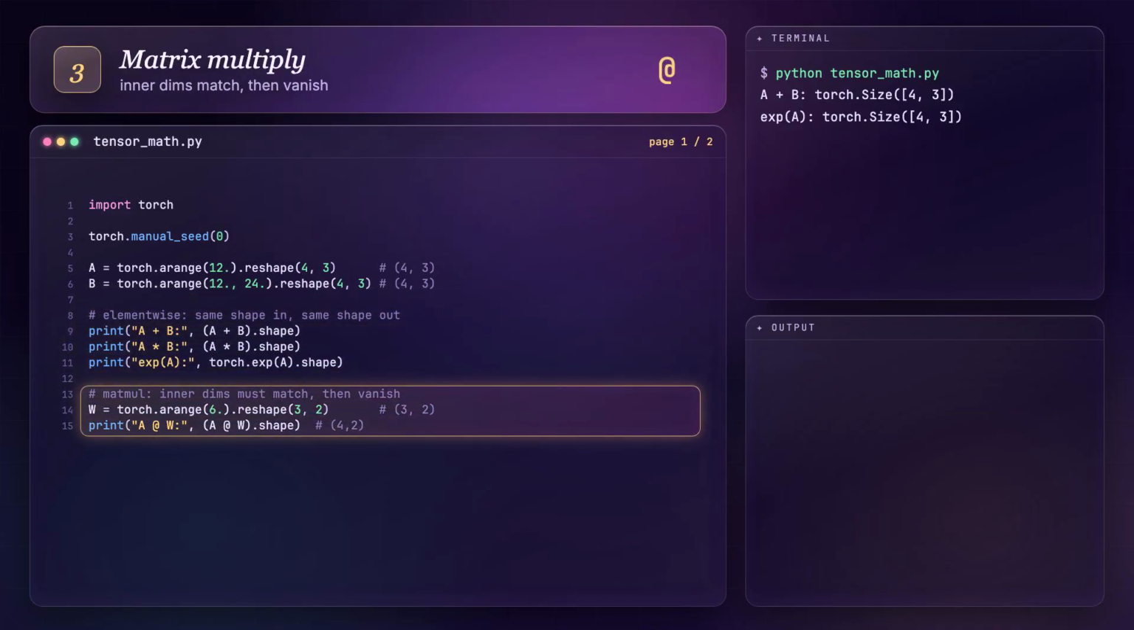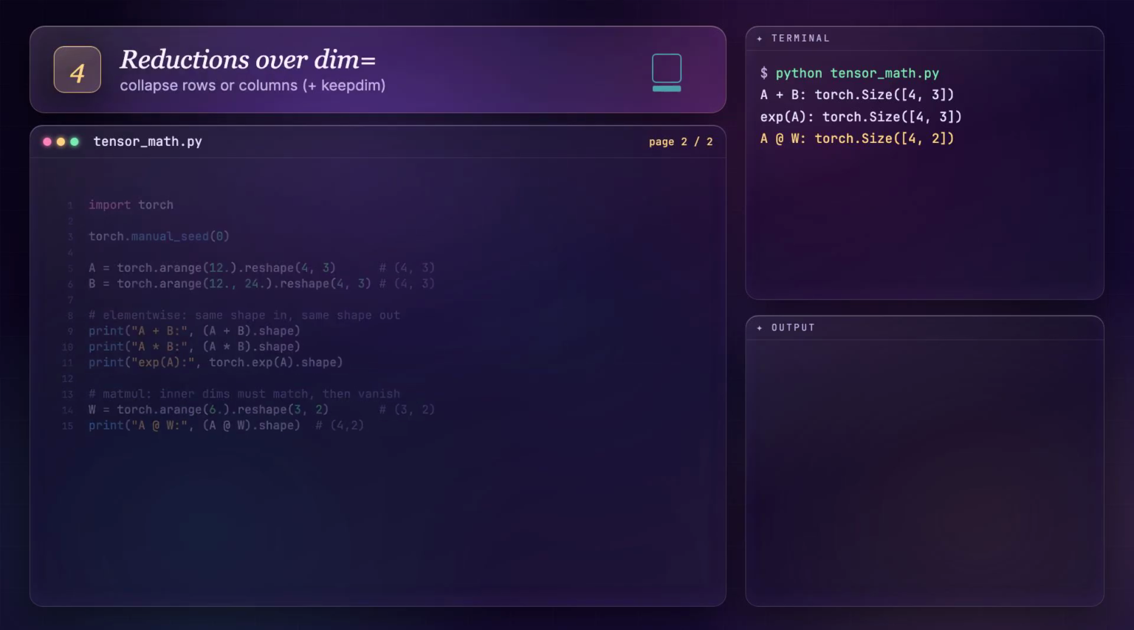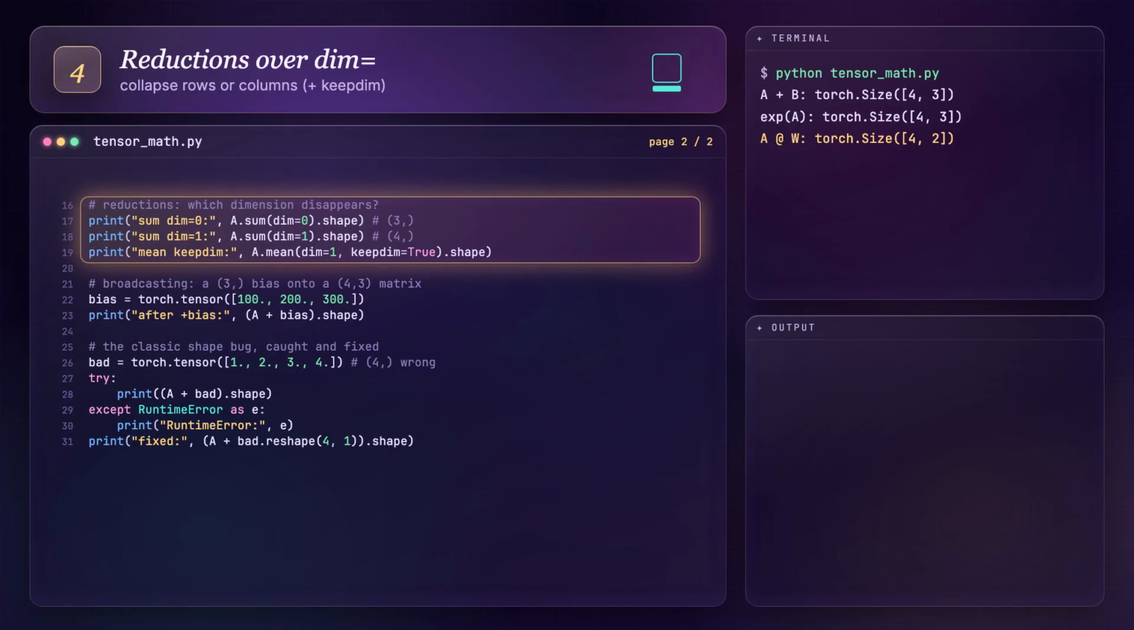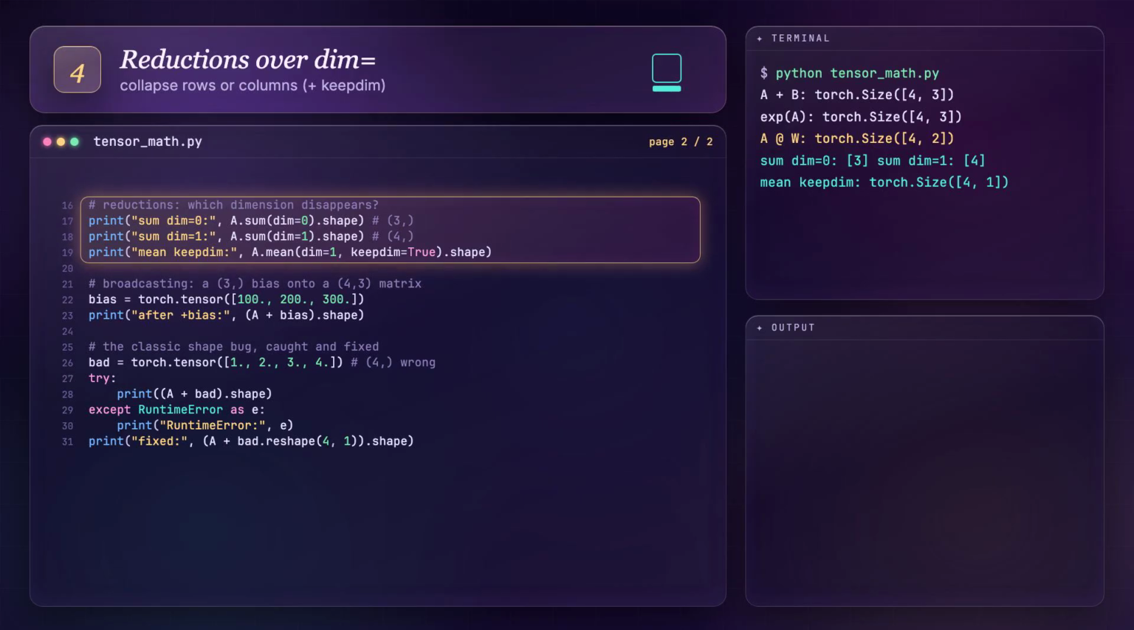Matmul. To multiply A by something, the inner dimensions have to agree, so we make a 3 by 2 weight matrix W. A @ W is 4 by 3 times 3 by 2. The 3s match and cancel, leaving 4 by 2. The print confirms it. This single line is a neural net layer in miniature. Reductions. A.sum dim 0 collapses the rows and gives a length 3 vector, one sum per column. A.sum dim 1 collapses the columns and gives length 4, one per row. Then the same idea with mean dim 1, keepdim true, and watch the shape become 4 by 1 instead of just 4. That stub dimension is what lets the next line work.